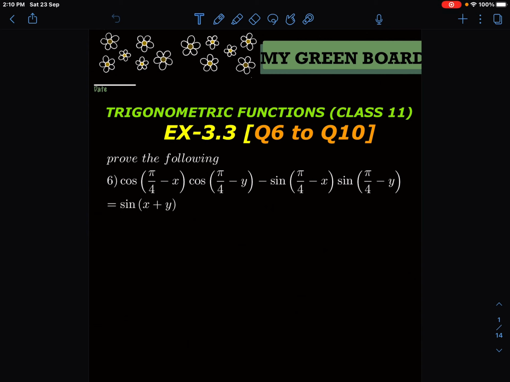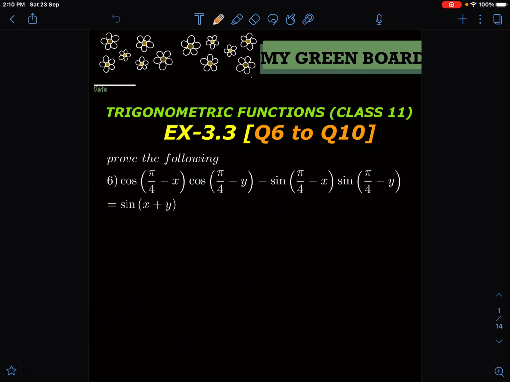So here the sixth question is cos(pi/4 - x) cos(pi/4 - y) minus sin(pi/4 - x) sin(pi/4 - y) is equal to x plus y. This one we need to prove. LHS is equal to RHS.